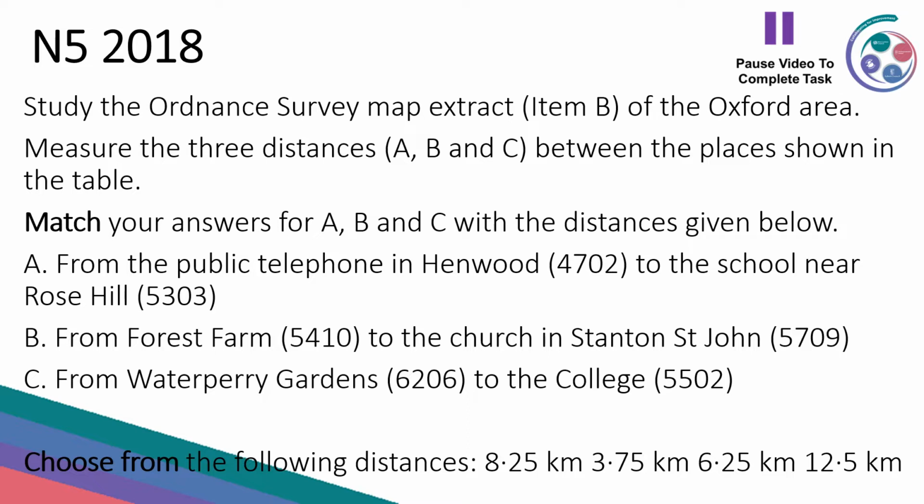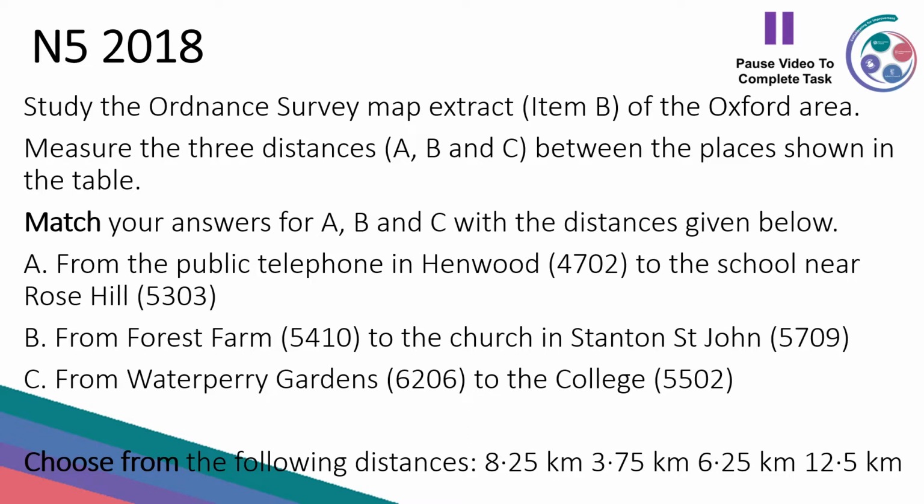It simply asks you to match the answers for the distances. So measure the 3 distances A, B and C between the places shown in the table and match your answers with the A, B and C shown below. You've got 4 options, sorry: 8.25 kilometres, 3.75, 6.25 and 12.5 kilometres. You've got to marry up which ones fit for A, B and C. Now most of them are quite far apart, 3, 6, 8 and 12.5 kilometres, so hopefully not any room for error there.